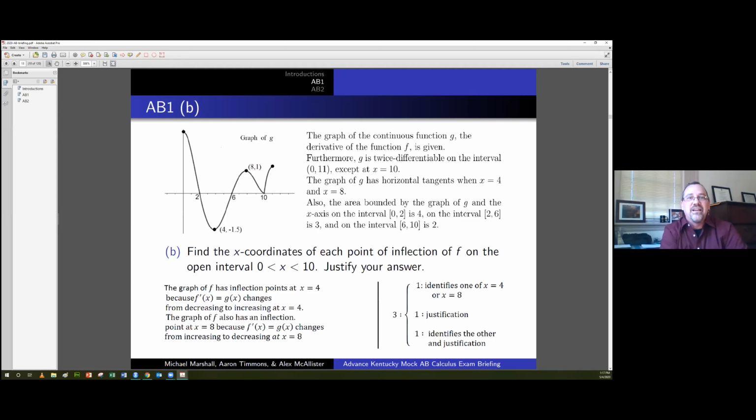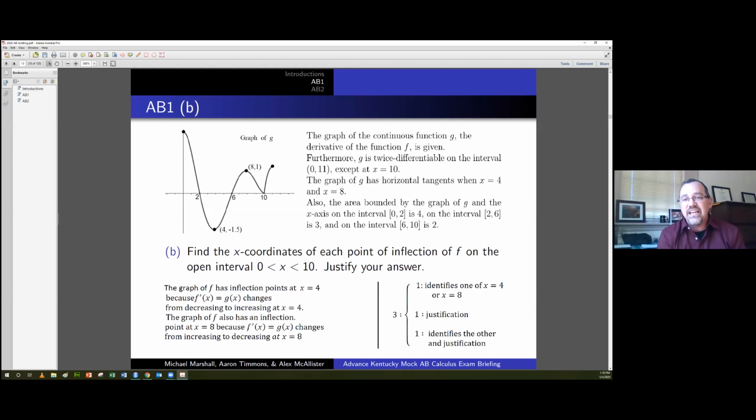Again, choices to make. So in this case, the two answers are x equals 4 and x equals 8. And we decided we wanted 3 points in this part of the question. So we decided to split this up, have them identify one of x equals 4 or x equals 8. Can they identify at least one point of inflection, and then justify that one that they've given? And then we bundled the second one together. So if they picked x equals 4 and justified it to earn the first 2 points, to get that next point, they have to do x equals 8 and justification together.